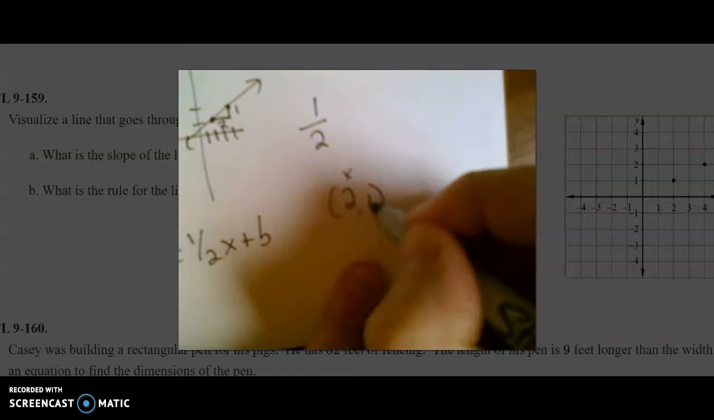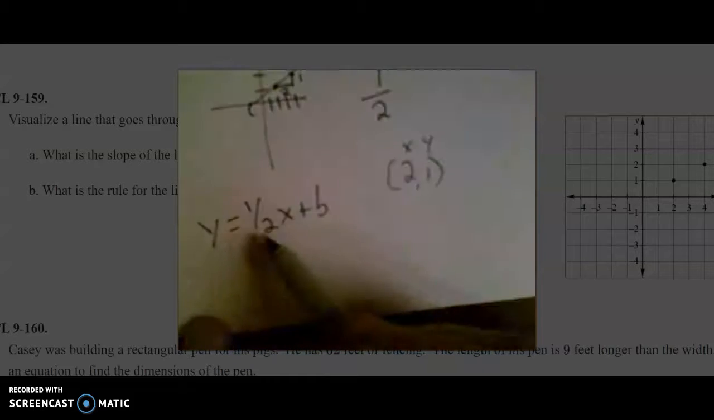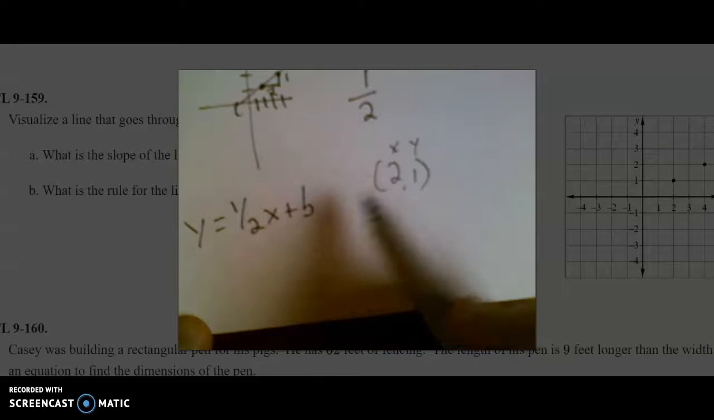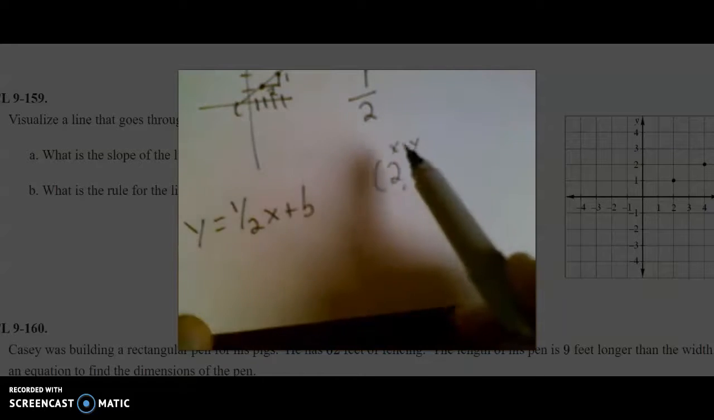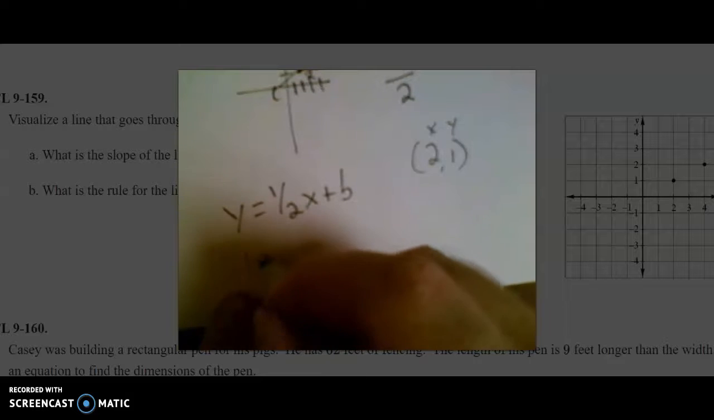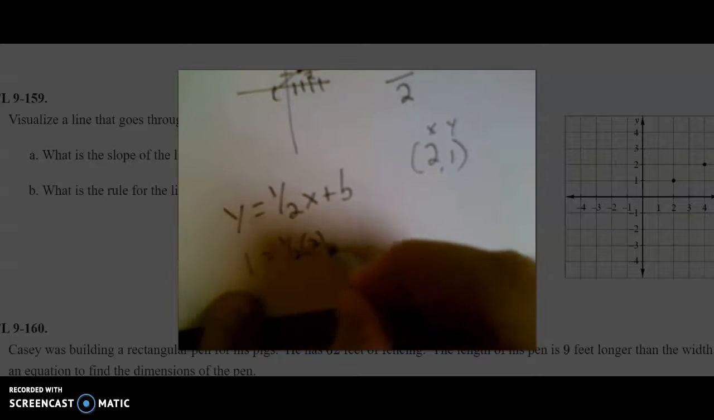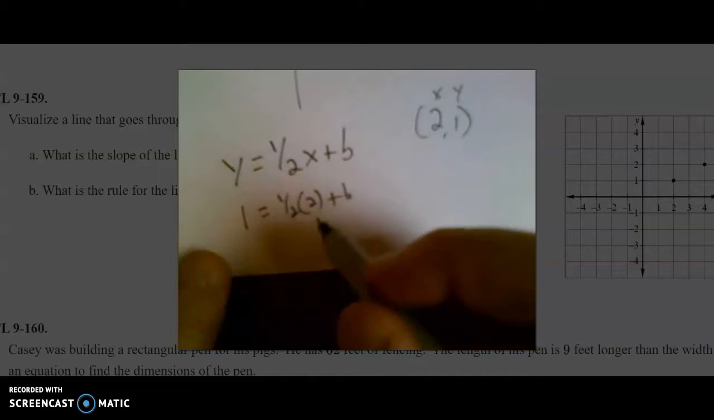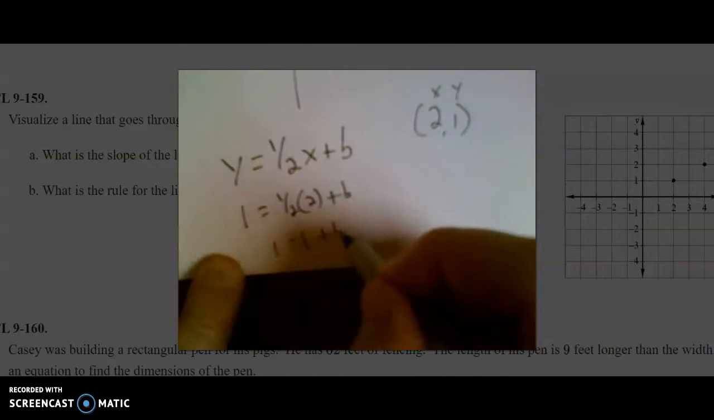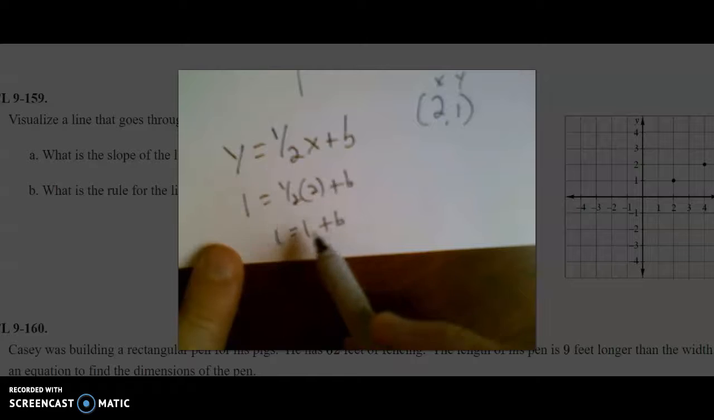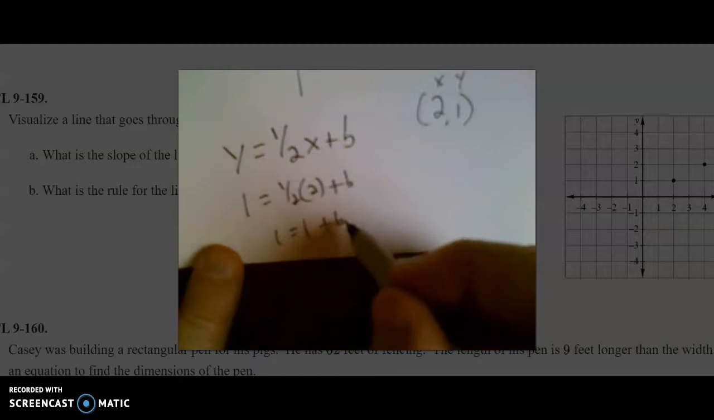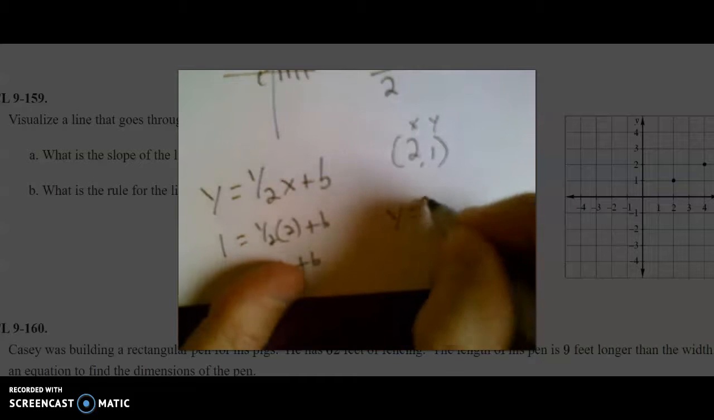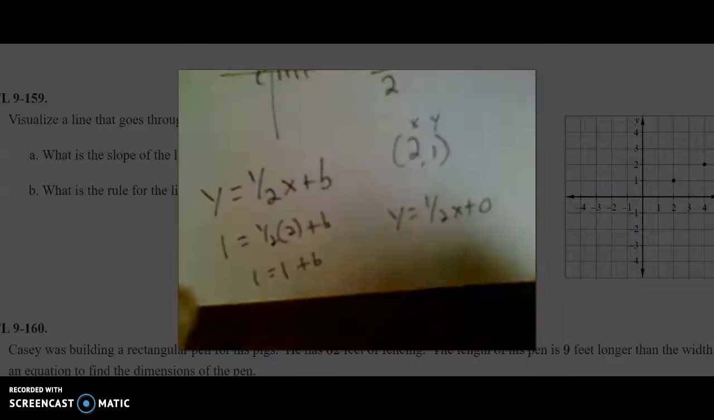2 is your x value, 1 is your y value, and in my equation, I can now replace the x with 2 and the y with the 1. So 1 equals 1/2 times 2 plus b, and then I just keep solving. Half of 2 means you have 1. So 1 plus what number gives you 1? Well, it has to be 0. So b, or the y-intercept, is 0, which means my equation is y equals 1/2 x plus 0.